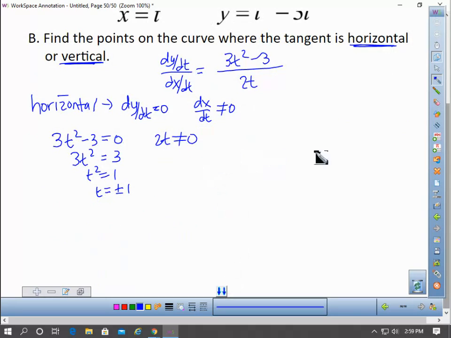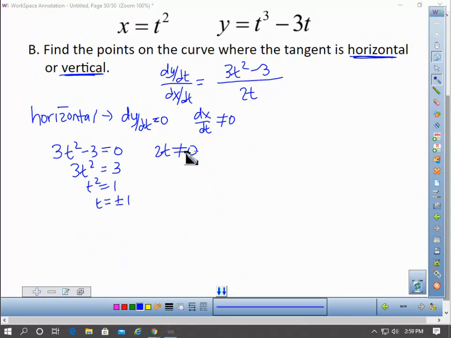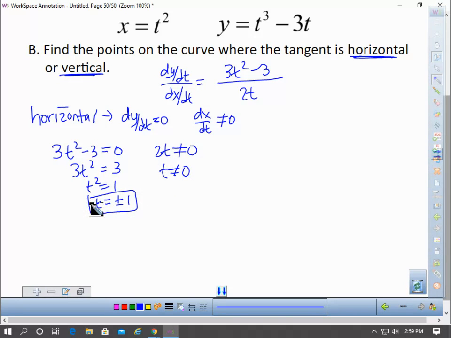And then the other one is pretty easy. Divide by 2, t can't be 0. And that's perfect because if I've got t is positive and negative 1, that's not 0. So I don't have to cross out an answer. These are my two answers.